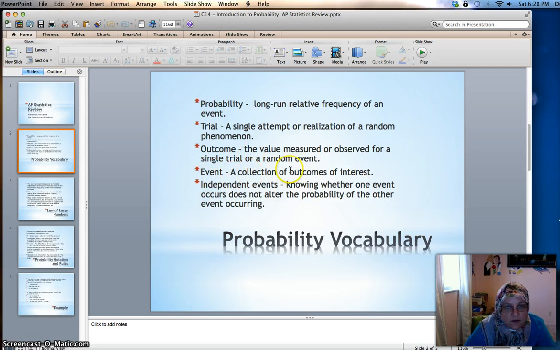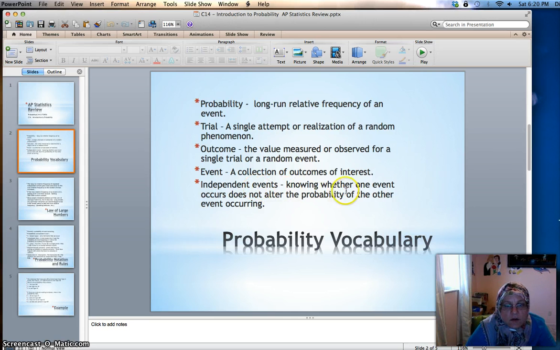An event is a collection of outcomes of interest. So I could say, for example, what's the probability of the event of getting an even number? And so when I roll the die, I'm looking at the probability of getting an even, which would be the probability of getting a 2 or a 4 or a 6.